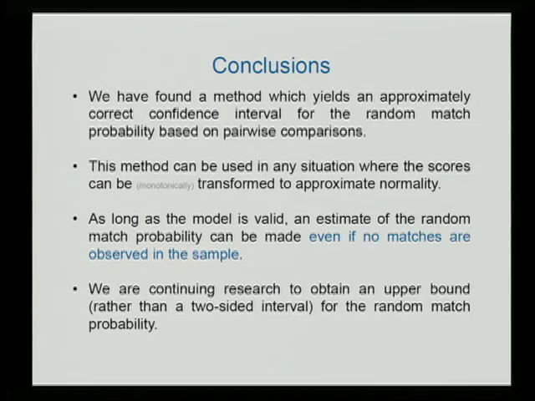Conclusions. Well, conclusion A I've already talked to. An advantage of this method is it can be used whenever your similarity score could be monotonically transformed to approximate normality. Another big advantage, if you're doing an experiment to find random match probability and you don't actually observe any random matches, this model will still validly give you upper confidence bounds for the random match probability.